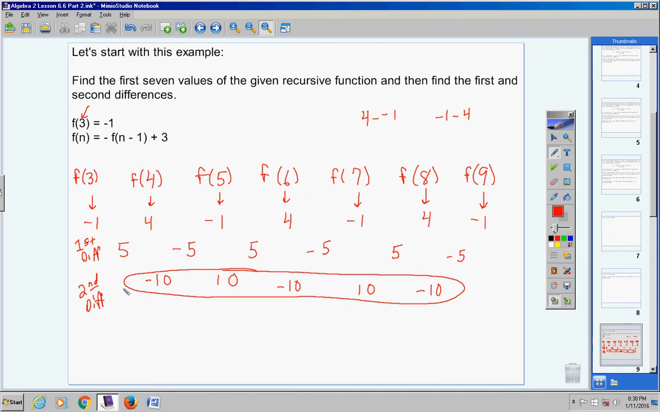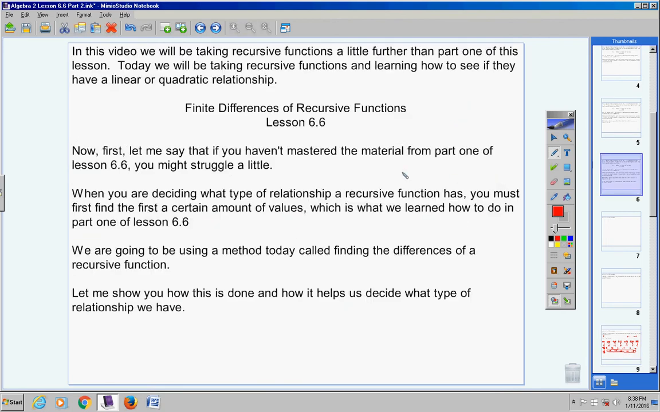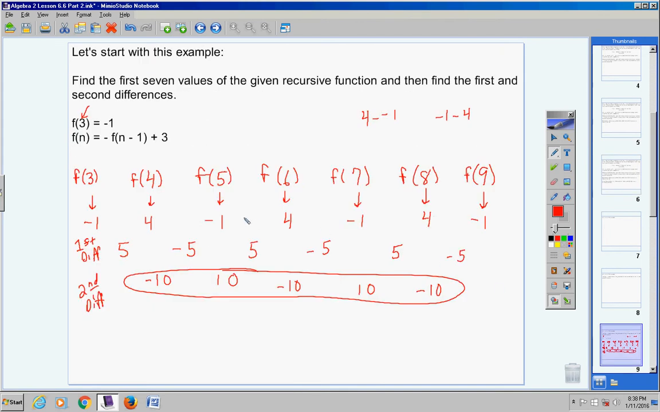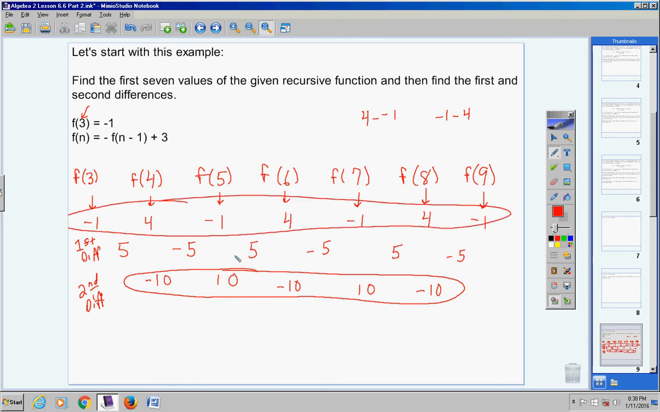Now, Mr. Arrow, you have yet to show us anything that teaches us about linear or quadratic relationships. I'm getting there. I'm laying a foundation. But here's the question you need to ask yourself. Do you know how to find the values? Hopefully you do. From those values, do you see how to find your first differences? From your first differences, do you see how to get your second differences? Okay? I hope you do. Alright, now, let's move on.